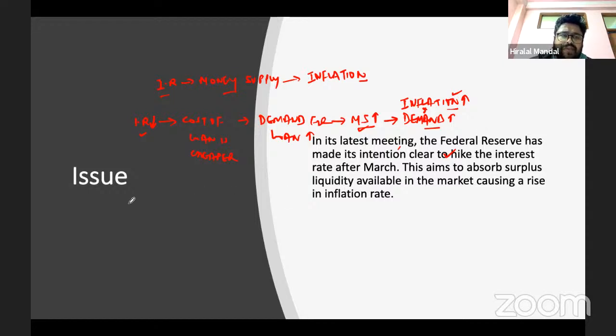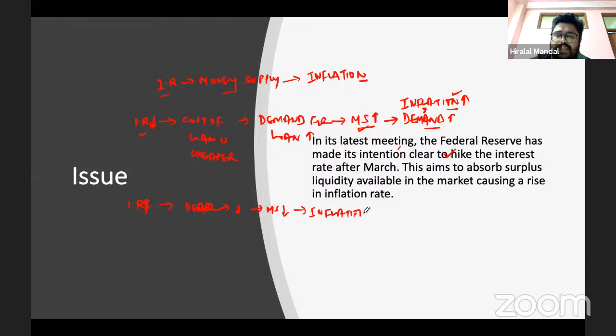And the vice versa is the inverse relationship. When the interest rate gets increased, the cost of loan becomes dear, and the demand for loan will decrease. So demand for loan decreases, the money supply decreases, and inflation decreases.